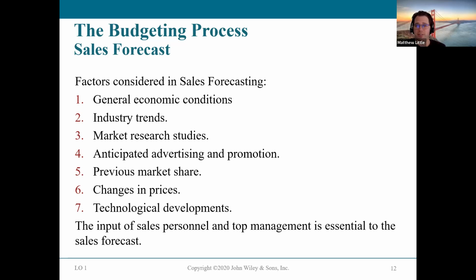And then related to all of this, you want your sales personnel or your top management within the sales team to be part of that sales forecast development. So if you have a sales manager and a bunch of salespersons, you want to bring them in to say, what do you see? What do you hear from your clients and your customers? What's achievable? And again, that helps them buy into the objectives.